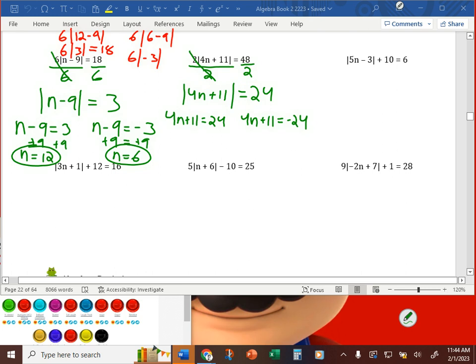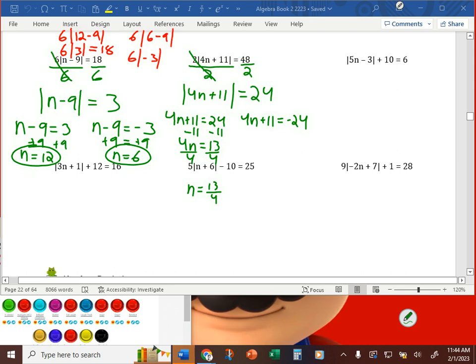Opposite operations to solve. I'm sorry this doesn't work out very pretty, but that's okay. Sometimes it doesn't. 4n equals 13. Divide both sides by 4. And n equals 13/4.